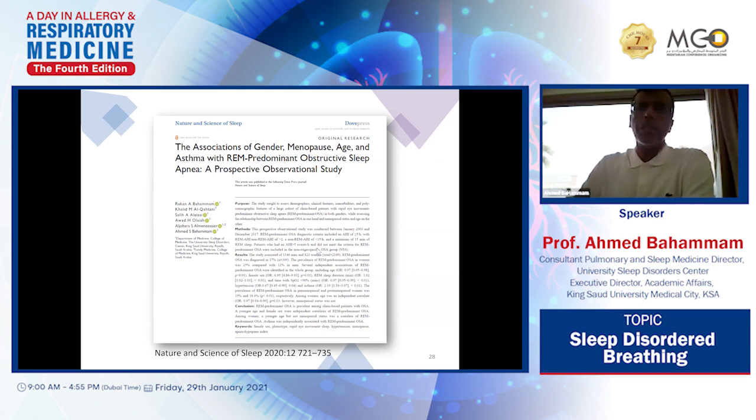We know that sleep apnea is common among asthma patients, and asthma is common among OSA patients. And among those with asthma, REM predominant OSA is more common than non-stage specific, which means that it happens in REM stage and non-REM sleep stages.